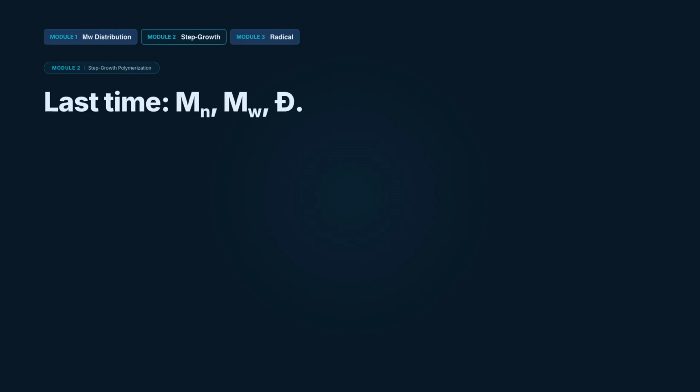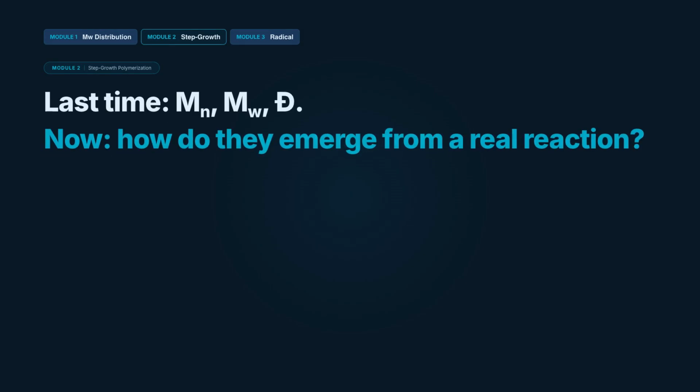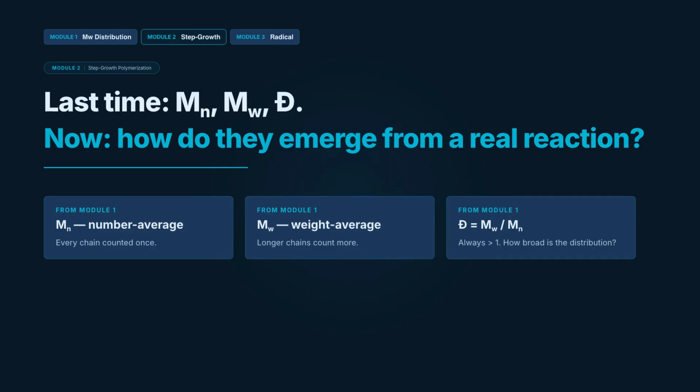In the last module, we defined three numbers: the number average molecular weight, the weight average molecular weight, and the dispersity. We treated them as given. In this module, we ask where those numbers actually come from, by simulating a real reaction. Specifically, step growth polymerization, the chemistry behind polyesters, polyamides, and polyurethane.